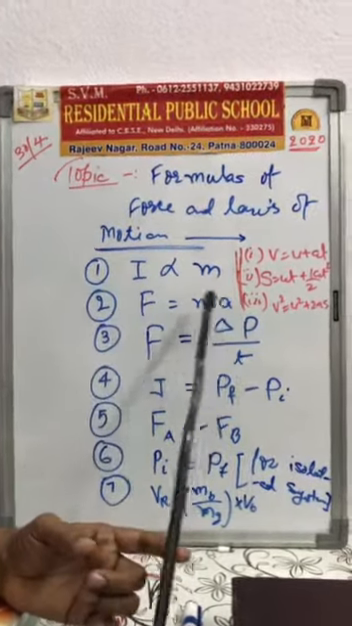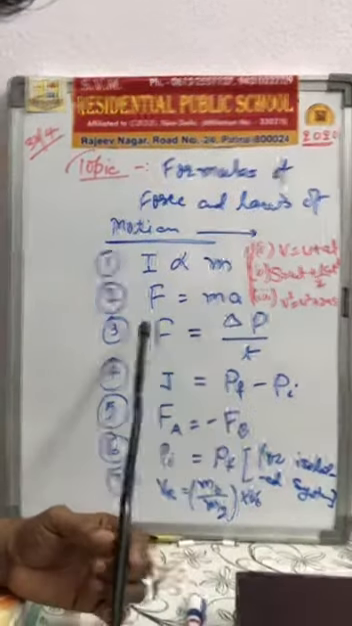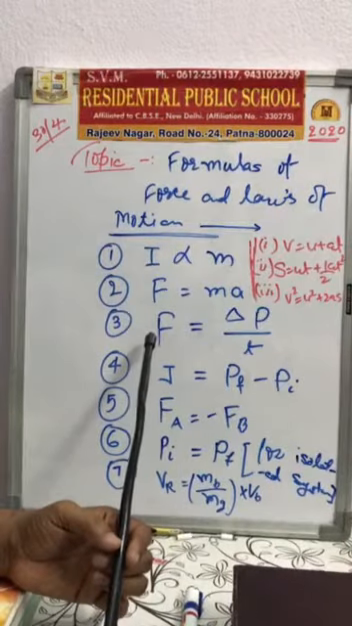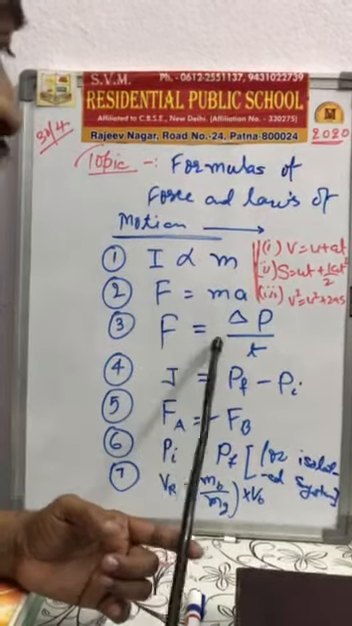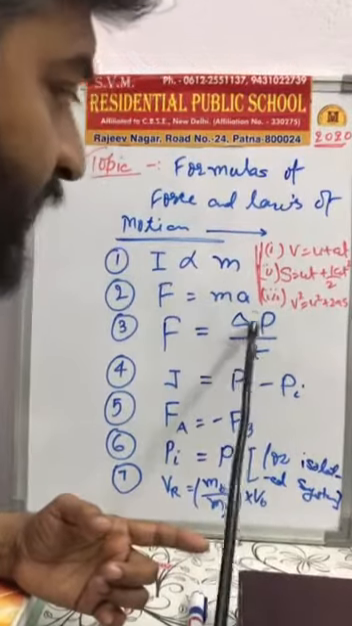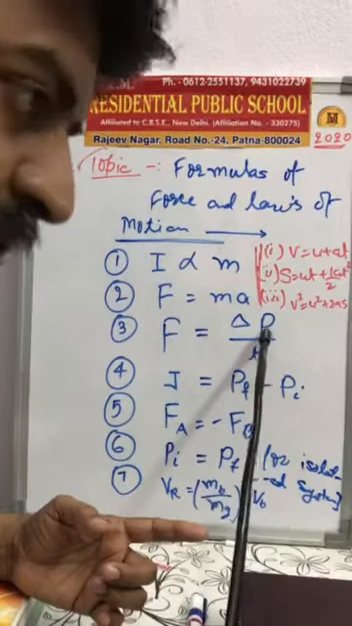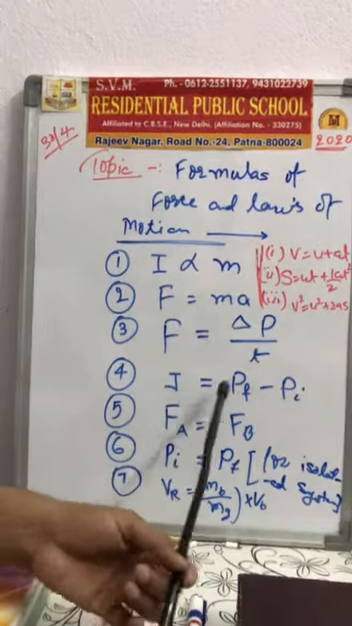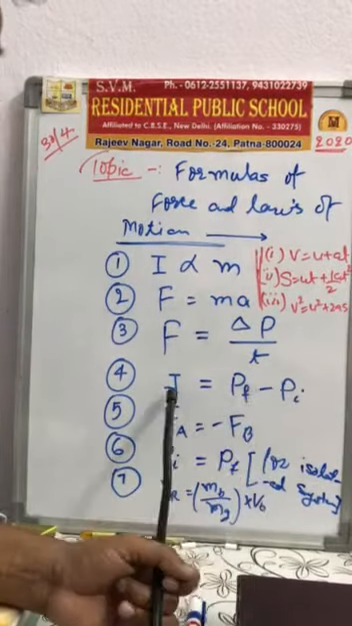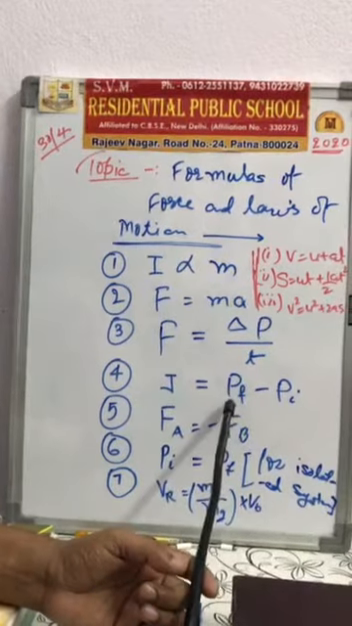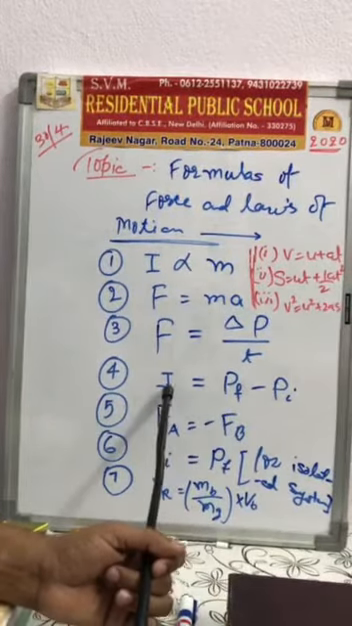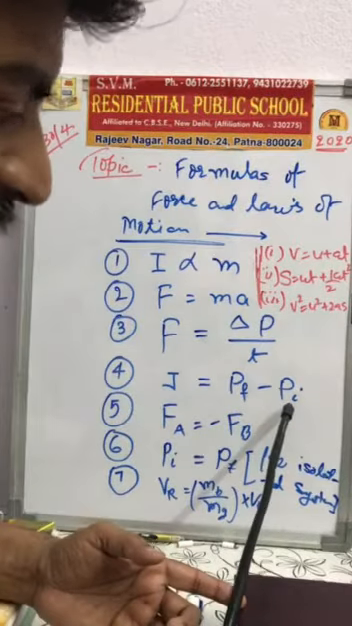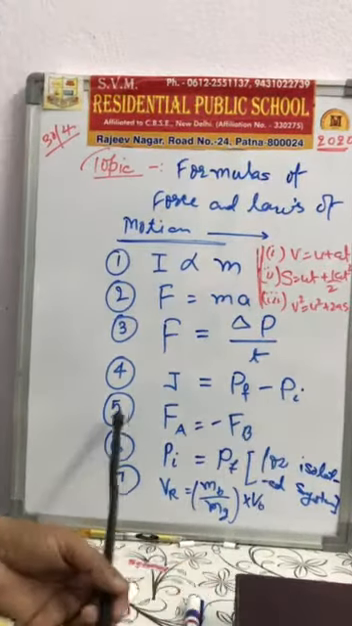Here we get a new quantity, that is momentum. According to the second law, we get a new formula, that force is equal to delta P by t. Delta stands for change in momentum, divided by time. J is the impulse, which stands for the change in momentum. Impulse is equal to change in momentum and is denoted by J. So impulse is equal to the final momentum of the body minus the initial momentum of the body.